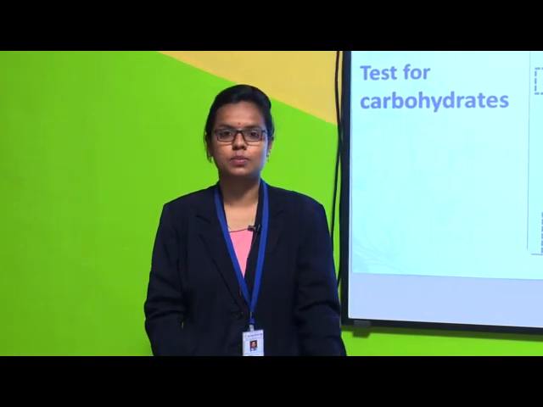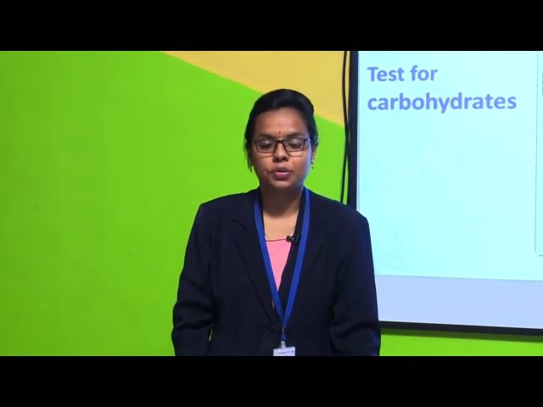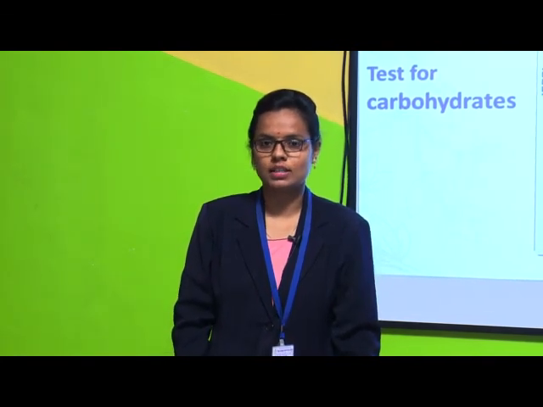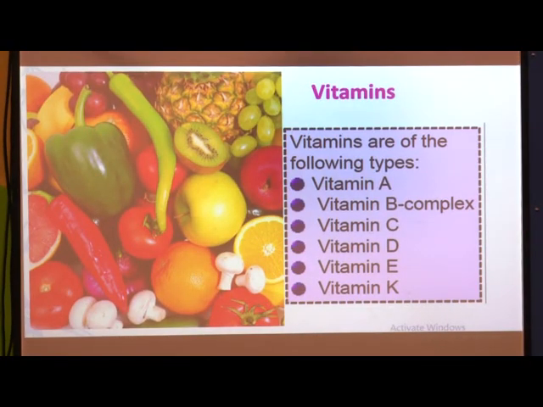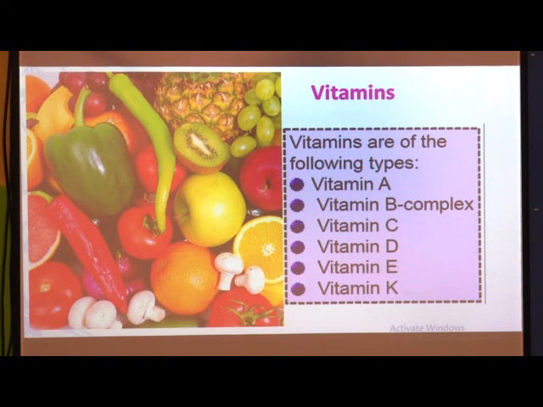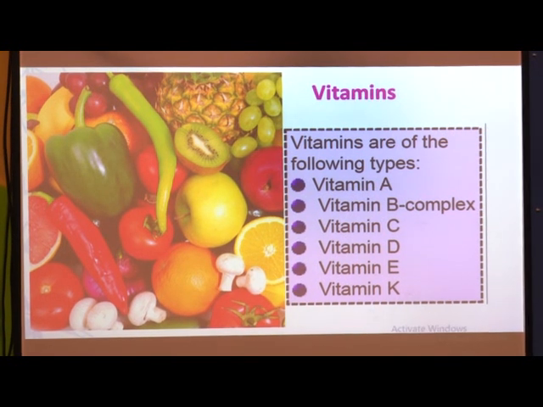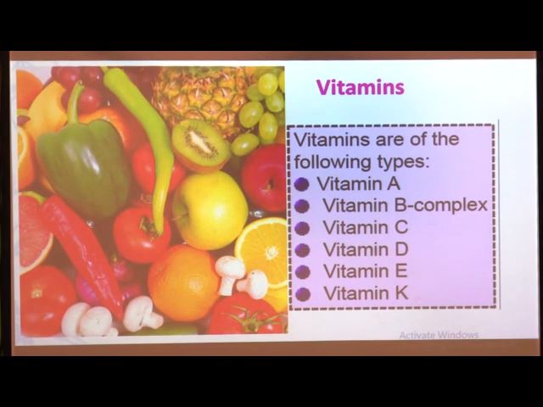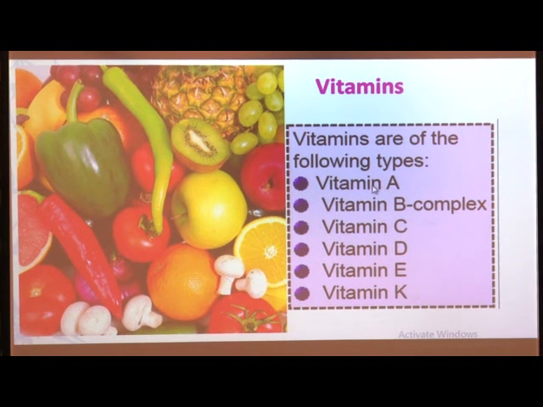Okay. So, let us move to our next nutrient, which is very important to us again. See here, students, vitamins. Now, we have completed carbohydrates, proteins and fats. Now, we are going to learn about vitamins. Vitamins are of the following types: vitamin A, vitamin B complex, vitamin C, vitamin D, vitamin E and vitamin K. So, these are the different types of vitamins.